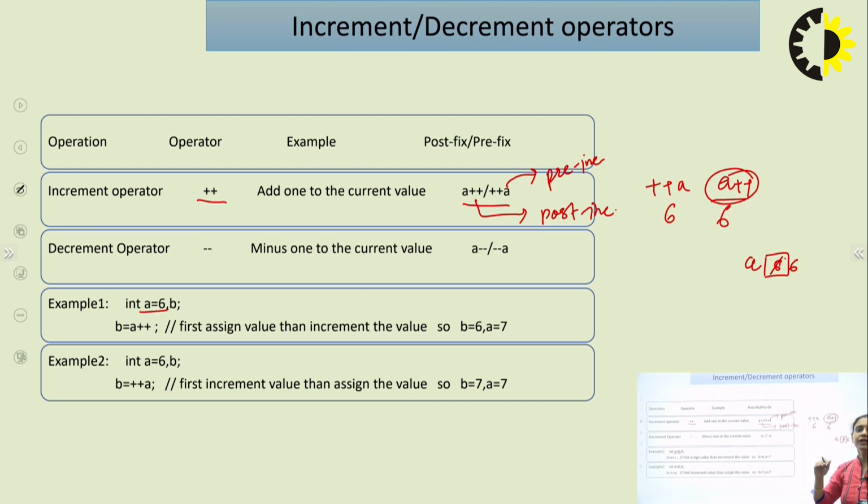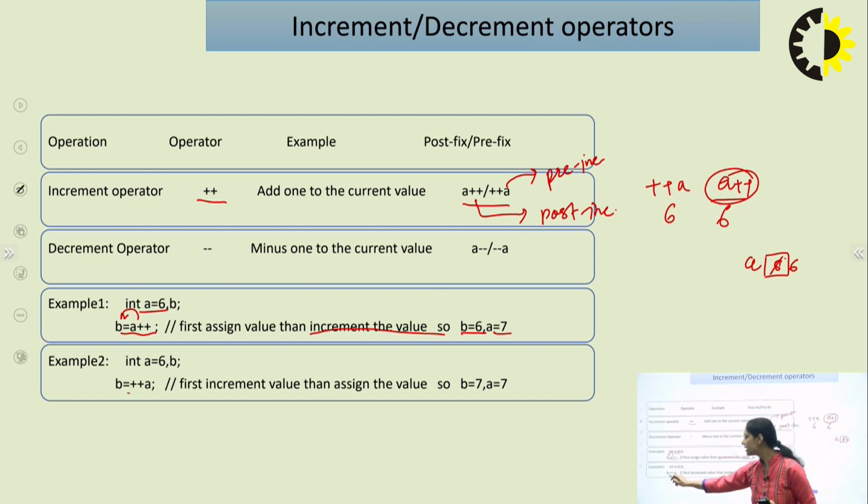Plus plus A would increase the value and then use. A plus plus will use the current value and then increment it. So if you look over here, B equals A plus plus, it will first assign the value. That means this value of A will be assigned to the variable B. So B remains 6 and then the value in the memory is incremented. So when the memory is incremented, the value of A becomes 7.